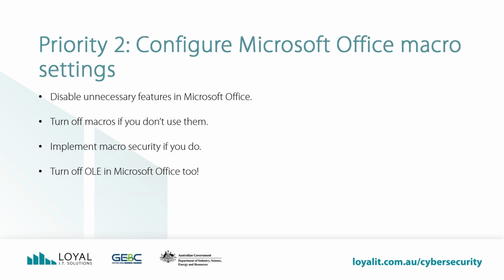Priority 2. Configure Microsoft Office macro settings. I've put Microsoft Office macro settings in at number 2 because it is another free, simple, and instantly effective solution to increase your security posture. This assumes you can turn off macros. If you need macros in your organization, macro security is hard and possibly costly to implement and maintain, as macros need to be securely managed. But for the 95% of you, turn off macros and away you go.